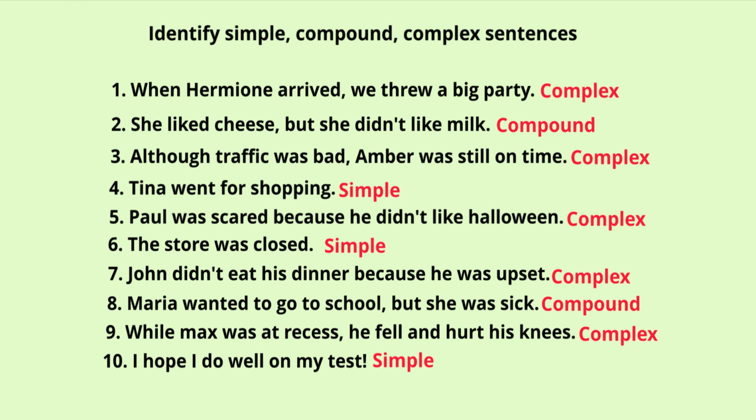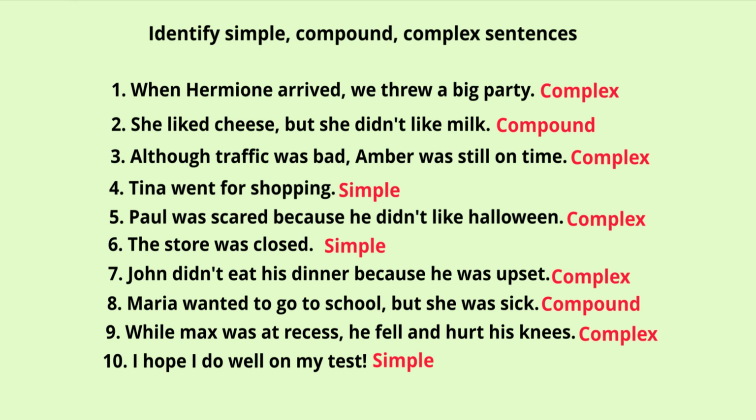Although traffic was bad, Amber was still on time. Although traffic was bad is a dependent clause. Amber was still on time is an independent clause. So that would be a complex sentence. Tina went for shopping. This is pretty simple. Simple sentence. Tina is a subject and went is the predicate. Paul was scared because he didn't like Halloween. Because he didn't like Halloween is a dependent clause. Paul was scared is the independent clause. So this would be a complex sentence.